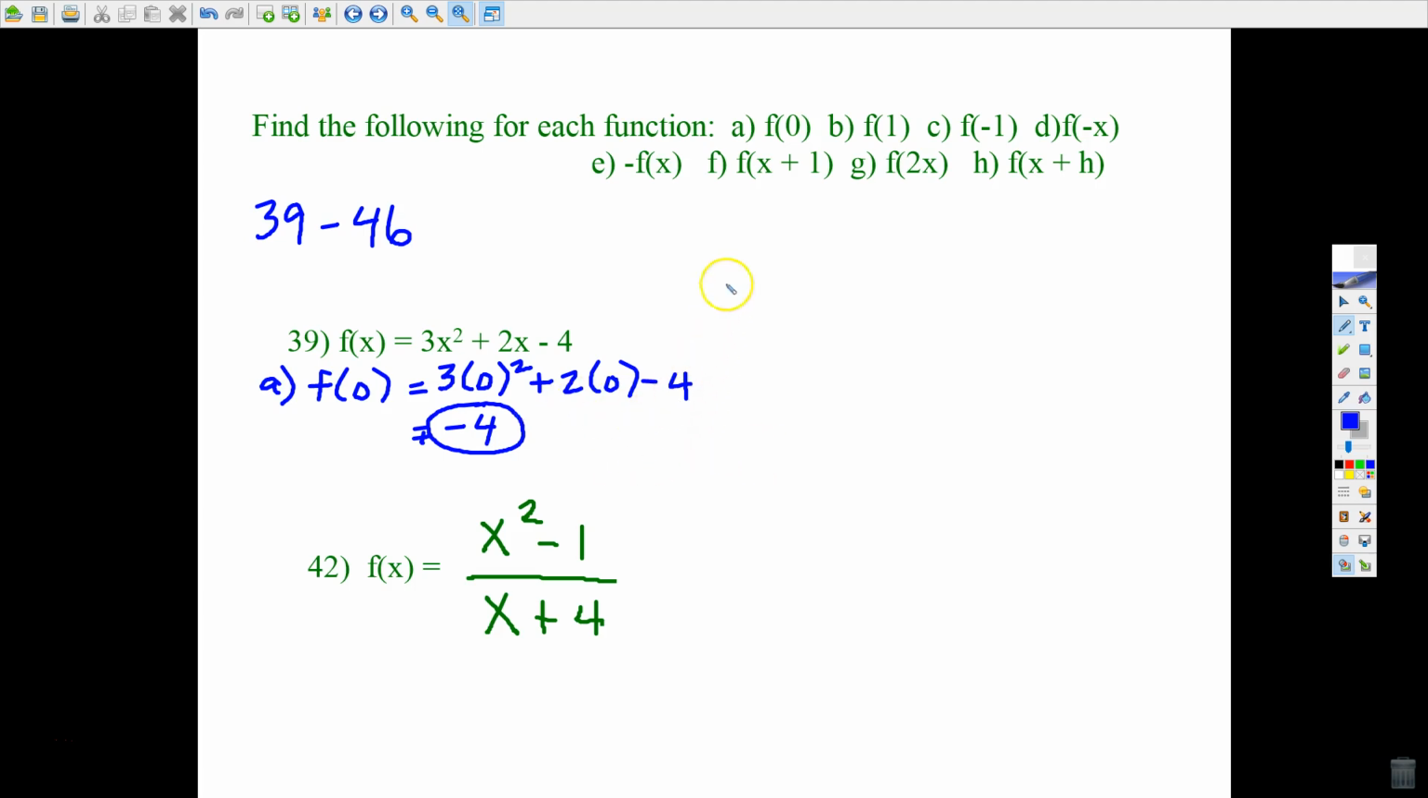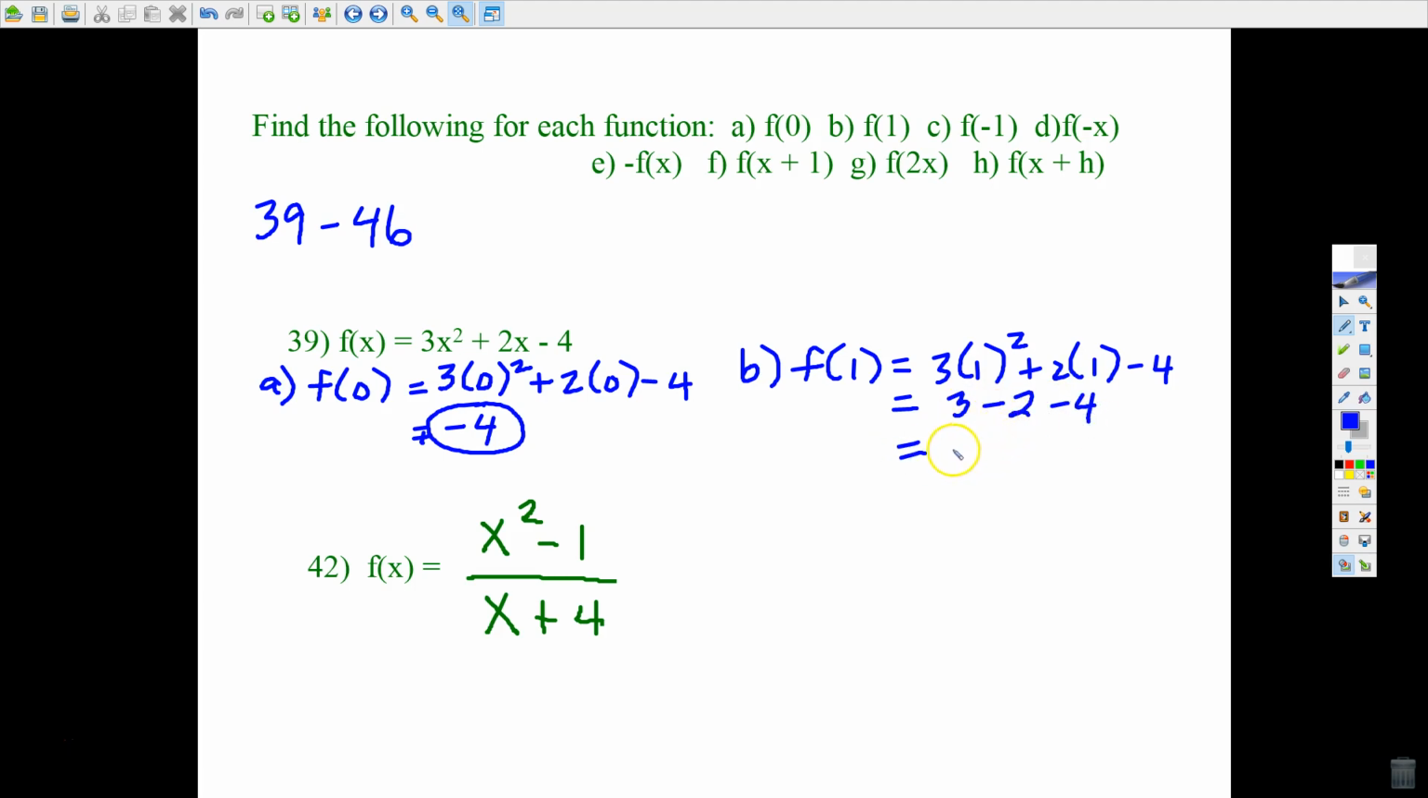Okay, using that same function, we'll do letter B. Let's input 1 in the function. F of 1 means I'm going to replace x with 1 in the function, and then see what comes out. If you're not using a calculator, just remember the order of operations. You square first, and then you multiply. So this is 3. This would be -2. So this should be -3.